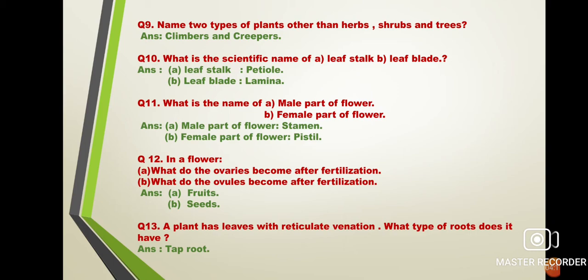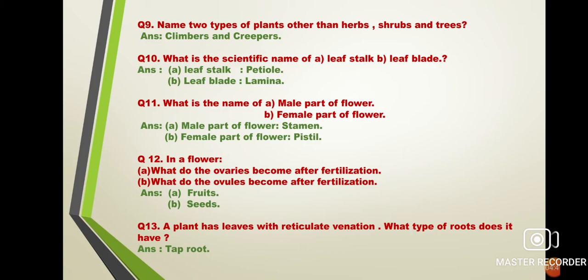Now, leaf, it has got 2 parts. Okay, the broad part of the leaf is known as what? Is known as leaf blade. Okay, and the part of the leaf which attaches the leaf blade with the stem is known as what? Is known as the leaf stalk. Okay, so the scientific name of leaf stalk is petiole, and the scientific name of leaf blade is what? Is lamina. All right. Next, question number 11.